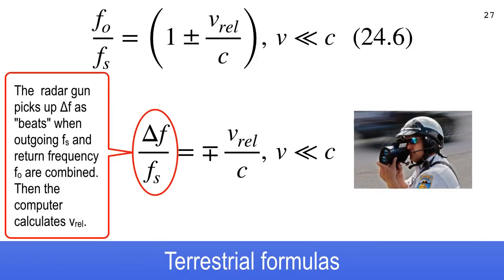So what they do is they pick up delta f, the change in the frequency between the outgoing and the incoming return frequency, and that forms beats in the circuit. And you can measure that beat frequency and figure out everything in this equation and then figure out the relative speed. And then if your speed is above the speed limit, then he tracks you down and gives you a ticket or a warning. Whatever he's going to do. All right, so the onboard computer inside that little gun, it's just a little calculator is all it is. That's the only thing it calculates, the speed. All right, so that's Doppler shift.